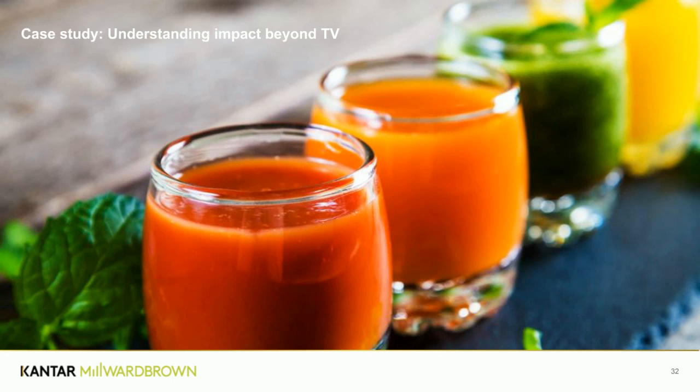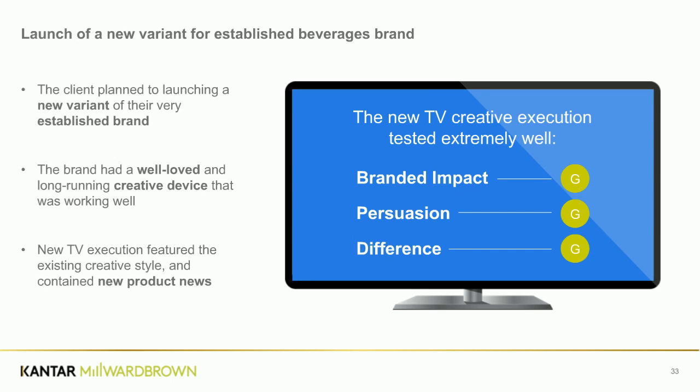So this second case study involves a beverages brand in the UK who used digital indicators to measure the quality and efficiency of their whole media mix and used these to make creative optimization decisions as they went along. To give you a bit of background, we had a brand who were launching a new variant, and they're a very established brand. They have a very well-loved and long-running creative device in their advertising that they were keen to continue using. And they created the next TV execution that was similar in style to their past work, but that launched these new products.